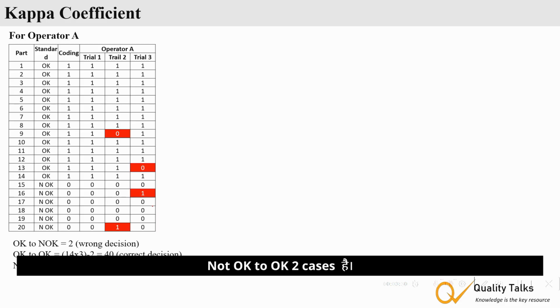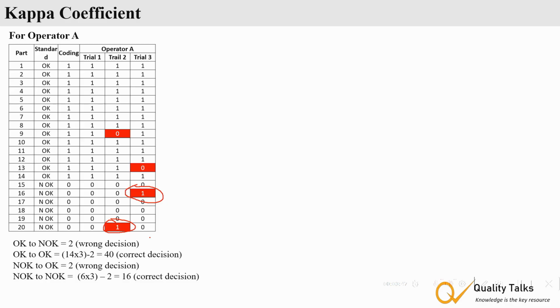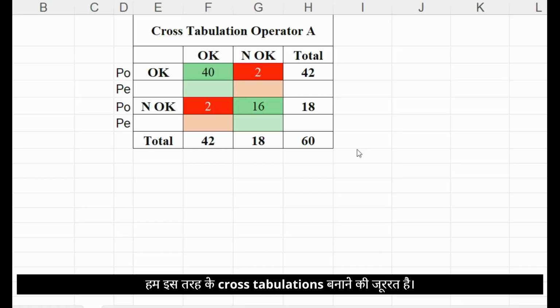Not OK to OK, there are 2 cases. Not OK to not OK, 6 multiplied by 3 minus 2, total 16 correct decisions are there. We will do the cross tabulations.